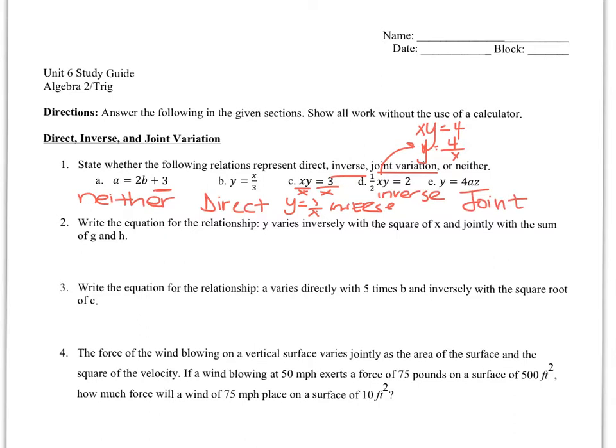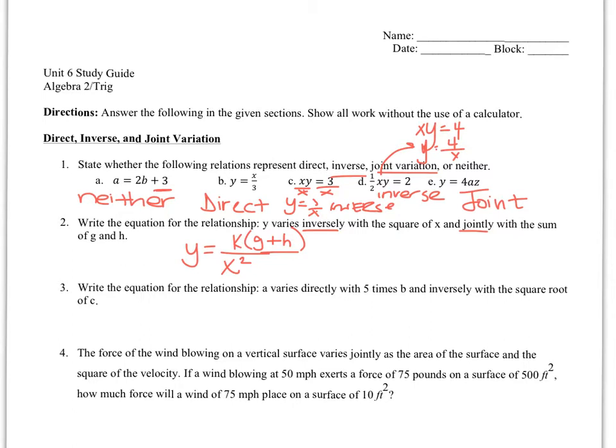Let's go ahead and look at number 2. It says write the equation for a relationship: y varies inversely with the square of x and jointly with the sum of g and h. So y varies inversely, so I know it's k over the square of x. And jointly with the sum of g and h means multiplied by the sum of g and h. So g plus h, and I put it in parentheses, so I know it's both.